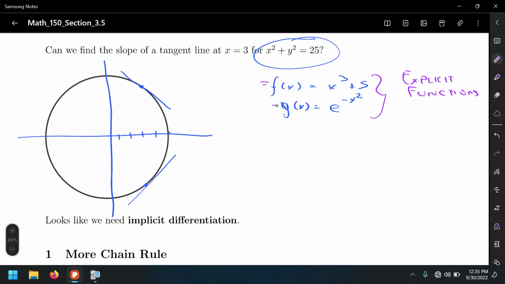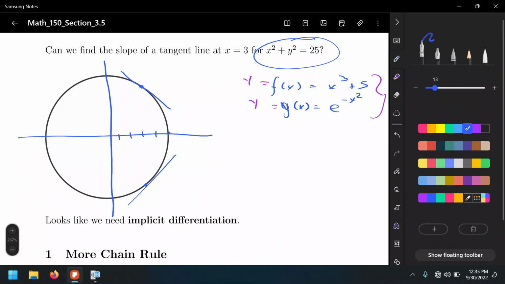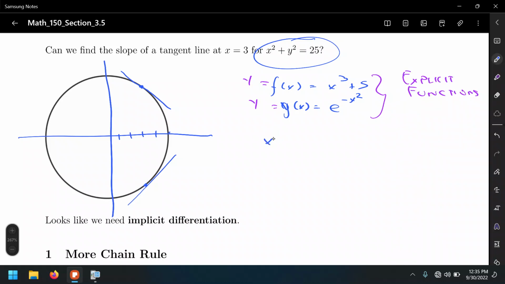And this is because we can express y as a function of x. We can solve for x, and we can solve for y explicitly. The problem with this equation right here, x squared plus y squared equals 25. So that's x squared, that's an x squared plus y squared equals 25. If we try to solve for y to define y as a function of x, we're gonna get the following. So y squared equals 25 minus x squared, and what happens?